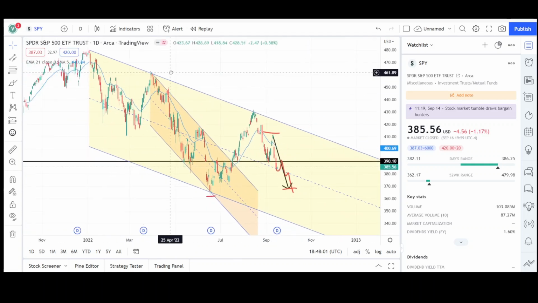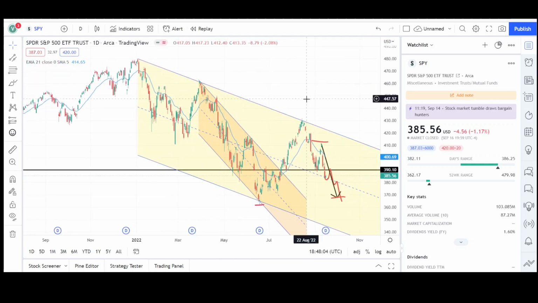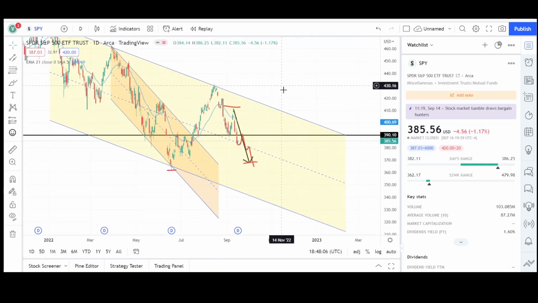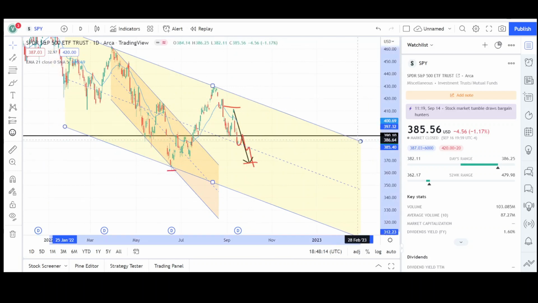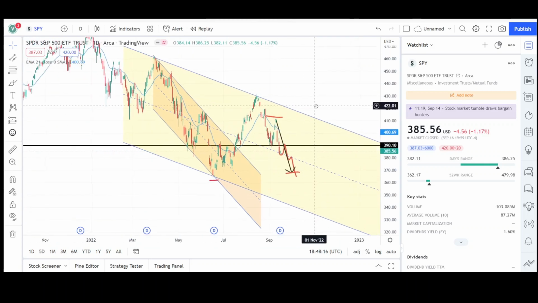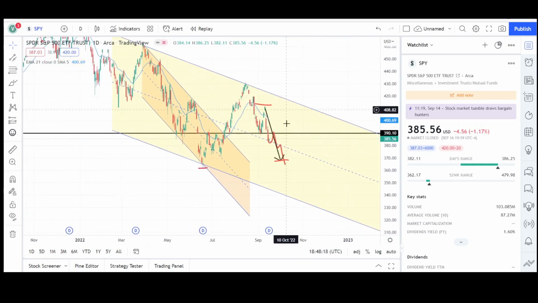So technically, this looks like a slow, choppy downtrend. It can last a long time. You can already see that back here in June, there was the low of the downtrend. It took like 4 months just to come back over here. So it's a very slow trend. Eventually, it probably will reverse. But as right now, I'm looking for lower price targets.